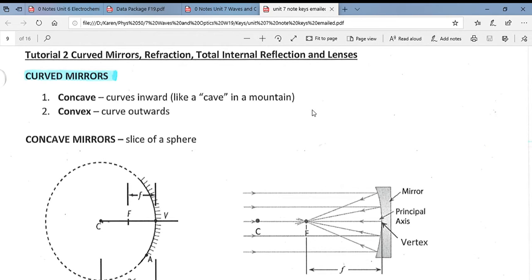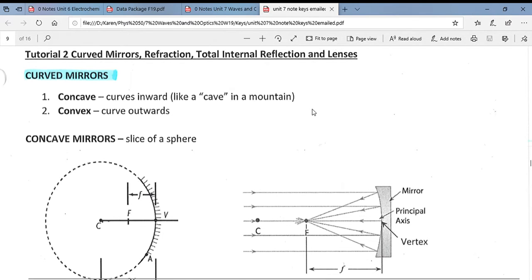We have made it. This is the last tutorial of Unit 7. So we are going to move on from our plane mirrors and start talking about curved mirrors, and then we're going to talk a little bit about refraction, total internal reflection, and lenses. So this first video will be on curved mirrors, specifically concave mirrors.